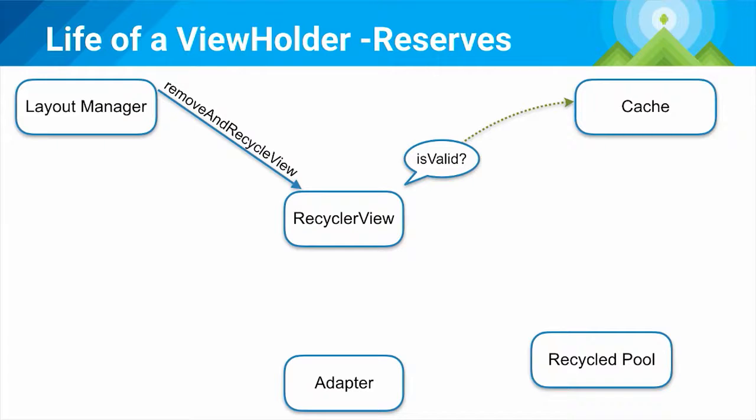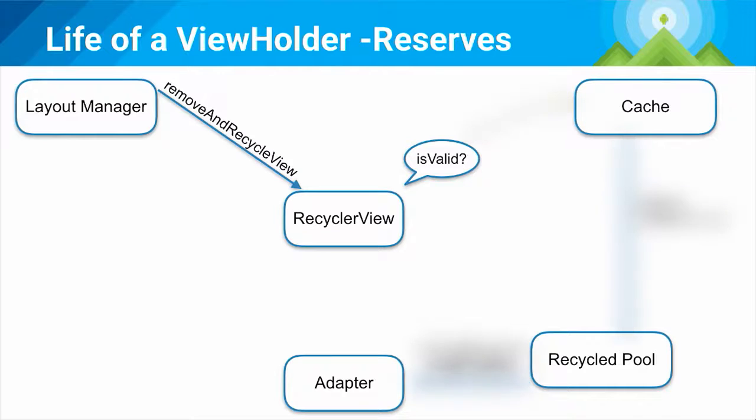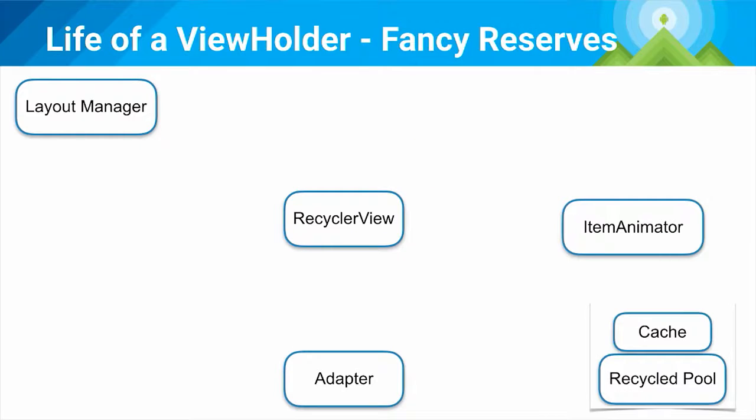But layout manager doesn't want this view anyway. A simple example is scrolling. If it is valid, we'll actually move it to the cache, from where we can bring it back without doing any operation. And the cache will invalidate the oldest one, and it's going to tell the adapter, okay, this view holder is now recycled. If a view is invalid, it will directly go to the pool, and the adapter will receive only the recycled callback. It's very important because this is when you don't receive view recycled, people get confused. Cache is important, it helps with performance.